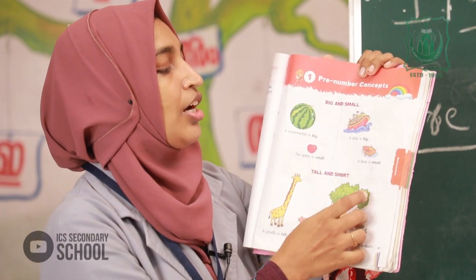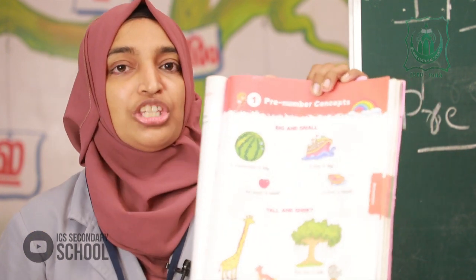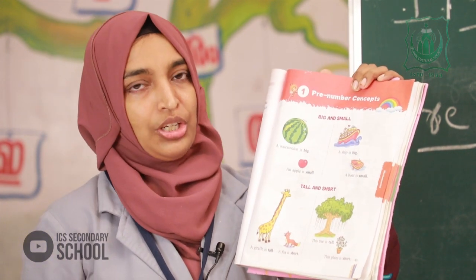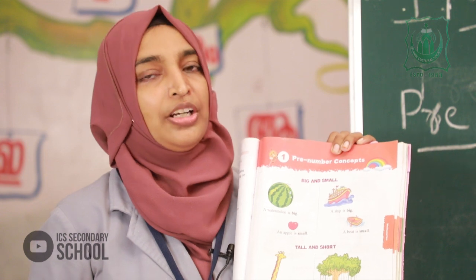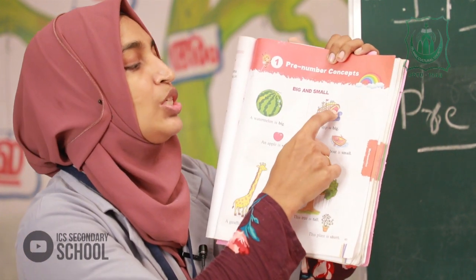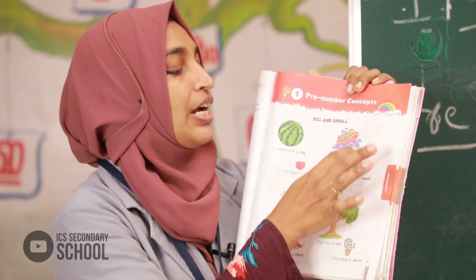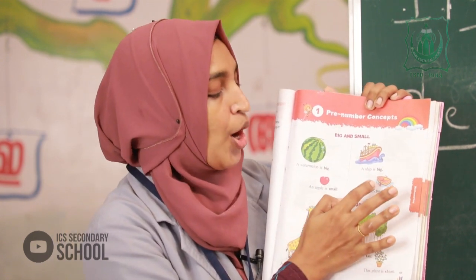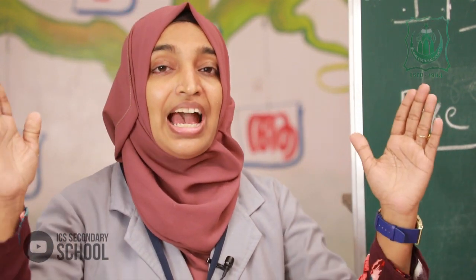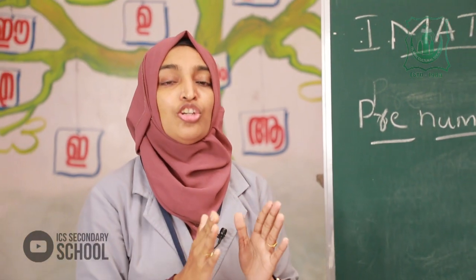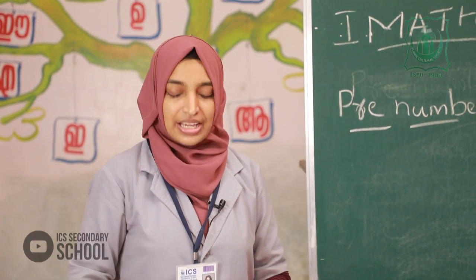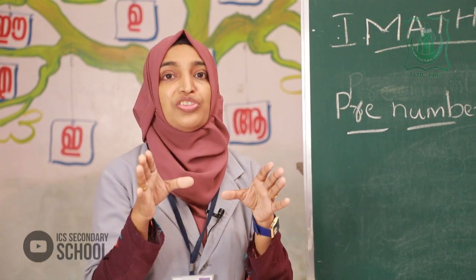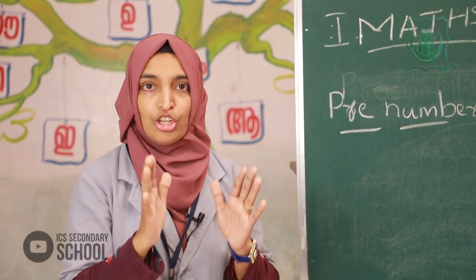Here is another picture of a sheep and a bird. Can you see? Yes, this is the sheep and a bird. Which is big? The sheep is big. When we compare the size of the sheep and bird, the sheep is big and the bird is small. Big and small. You got the idea? When we compare the size of something, we can say big and small.